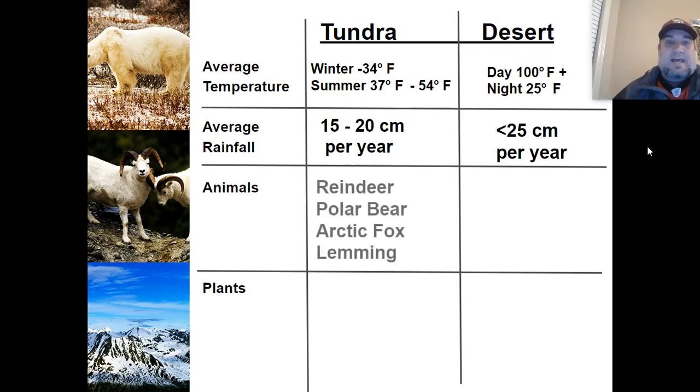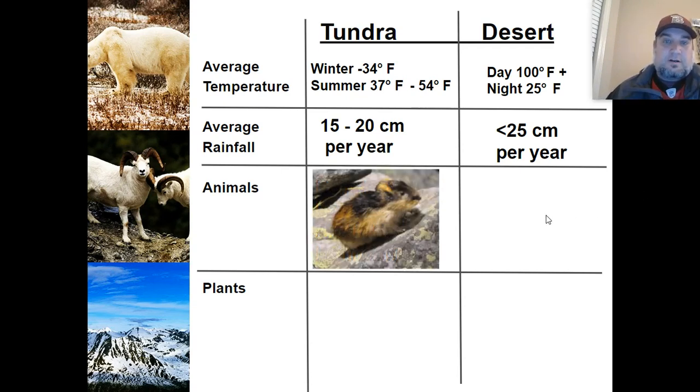What does that mean? Well, these animals have to adapt. In tundra we have reindeer, not the fictional ones that carry the sleigh, but actual reindeer. They're in the deer family. Polar bears, Arctic foxes, and lemmings. All right, what's a lemming? A lemming is a little rodent, and here's a picture of one. They're known to run in crazy amounts. So that's what a lemming actually looks like. And those animals are adapted for the temperature and the rainfall.